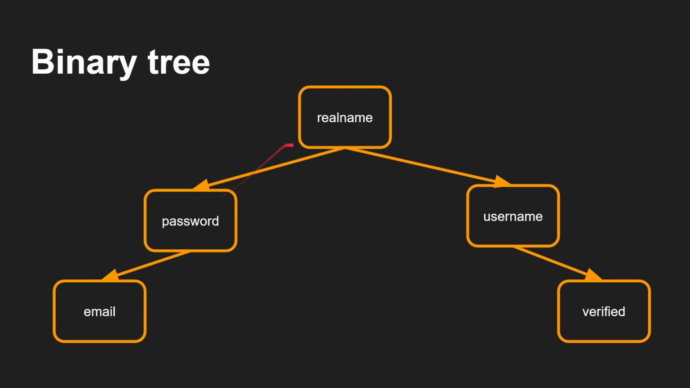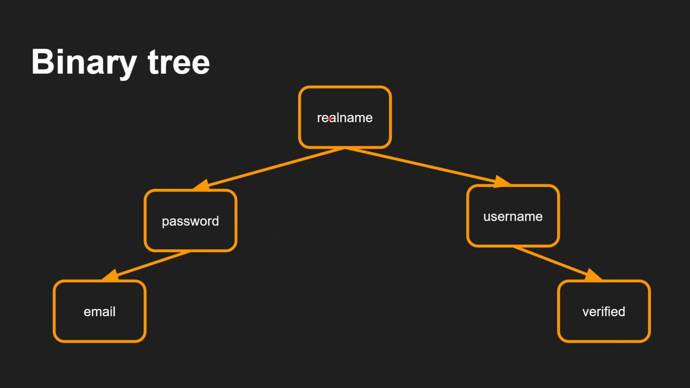Well, P is alphabetically before R, and E is before P. So if I were looking for email, I'd start here and say, well, E for email is going to be in this direction. I'd get to password. E is again in this direction, then I'd hit the email. Obviously, you'd have different branches in a much more complicated tree.